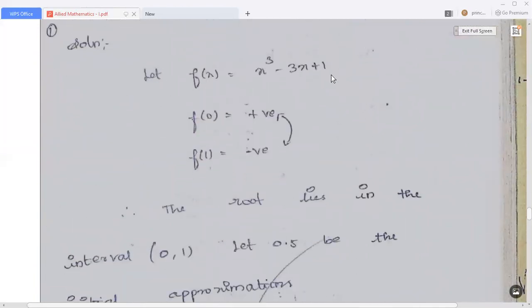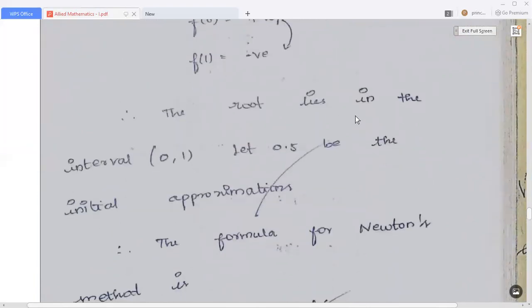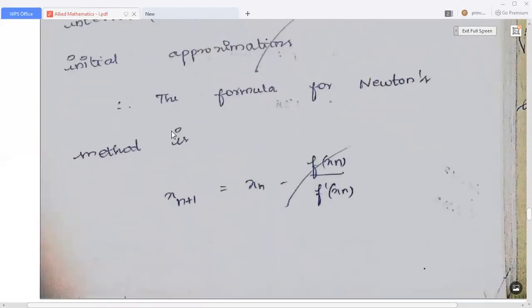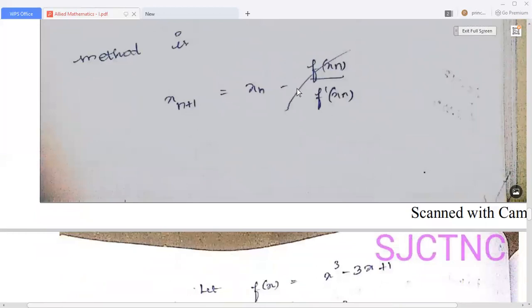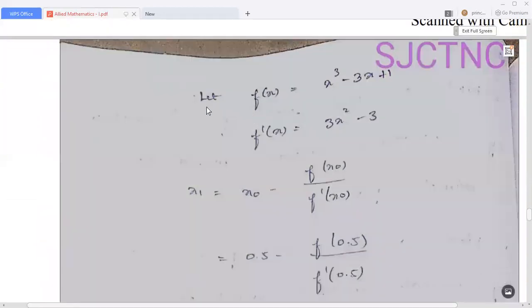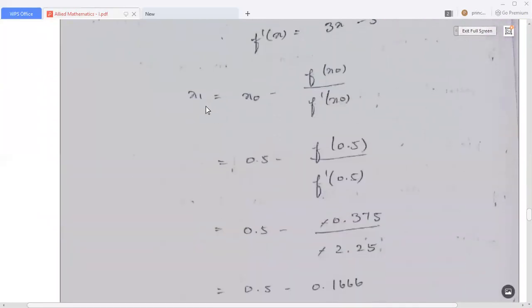Let f of x equal to x cube minus 3x plus 1. Here f of 0 is positive, f of 1 is negative. Therefore, the root lies in the interval 0, 1. Now we choose the initial approximation x0. So x0 equal to 0.5 be the initial approximation. Therefore, the formula for Newton's method is xn plus 1 is equal to xn minus f of xn by f dash of xn. Here f of x is x cube minus 3x plus 1. f dash of x is 3x square minus 3. Now we calculate the successive approximations.